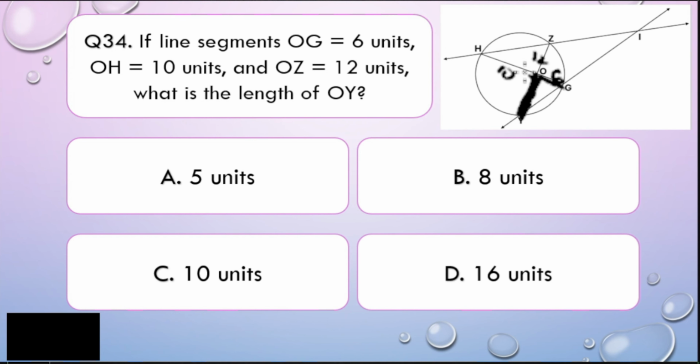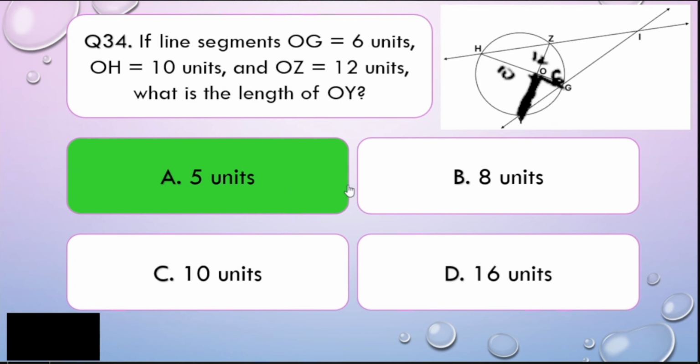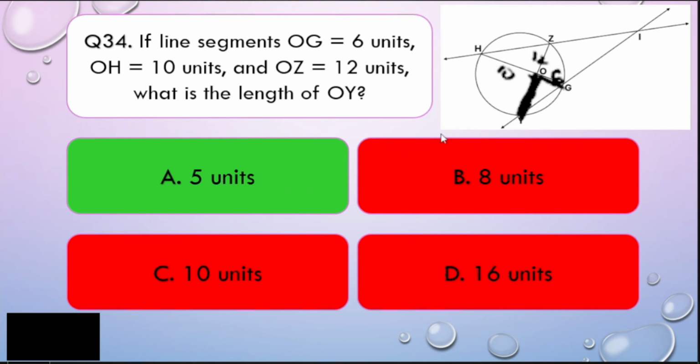Now, in the circle, my dear math learner, the relationship is that when you multiply the two parts, it is the same product as the other two parts. So, the product of 10 and 6 should be the same as the product of 12 and that number here. How do we get that? You just multiply 10 times 6, that is 60, and 60 divided by 12 is 5. The correct answer is letter A. Easy, right? I hope that is clear to you, my dear math learners.